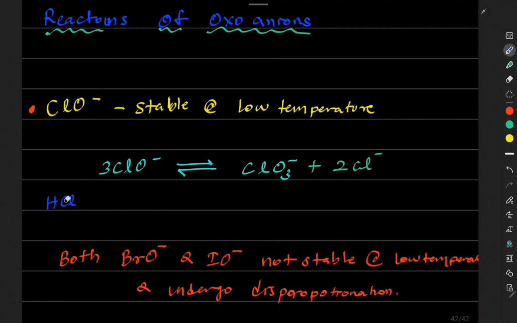Under acidic condition, HOCl is more stable than ClO minus, which makes the disproportionation reaction predominant under basic condition.